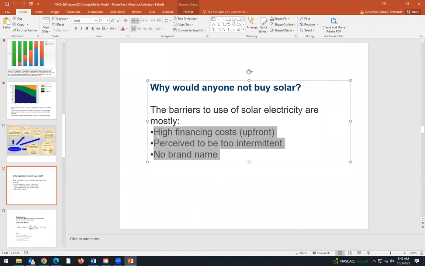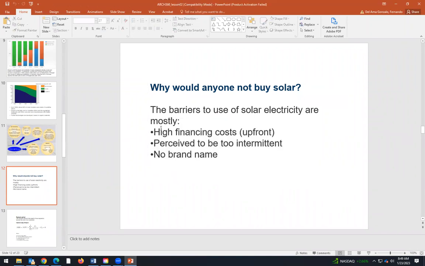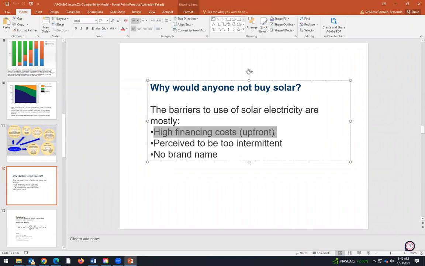Again, can we do anything about this? As architects, we have to look for financing, and yes, it's too intermittent, so we have to either place batteries or connect our building to the grid. If we connect the building to the grid and we don't generate enough electricity, we can get electricity from the grid.